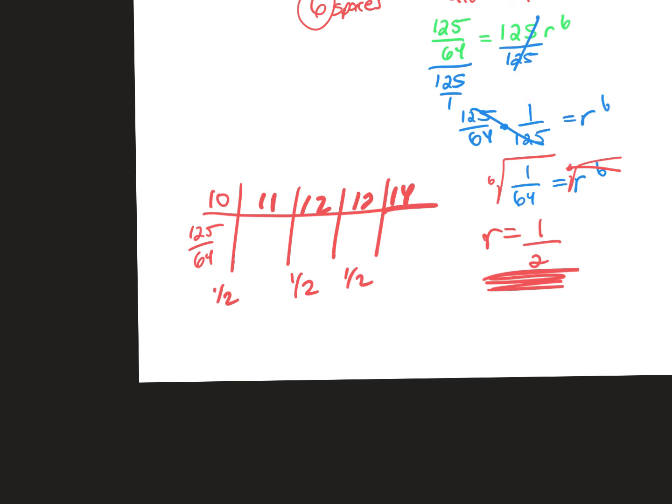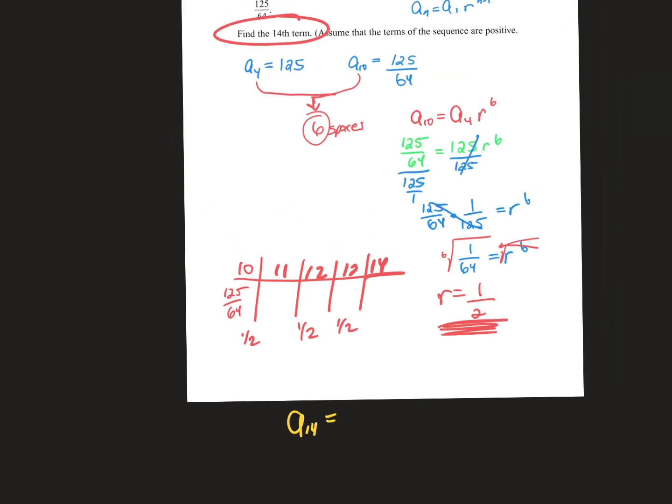You could just multiply by 2, go back and back and back to get to the first term, right? You could do that. But algebraically, what term are we looking for? We're looking for the 14th term, right? Yes? Okay. Now, we can use either term that they gave us.